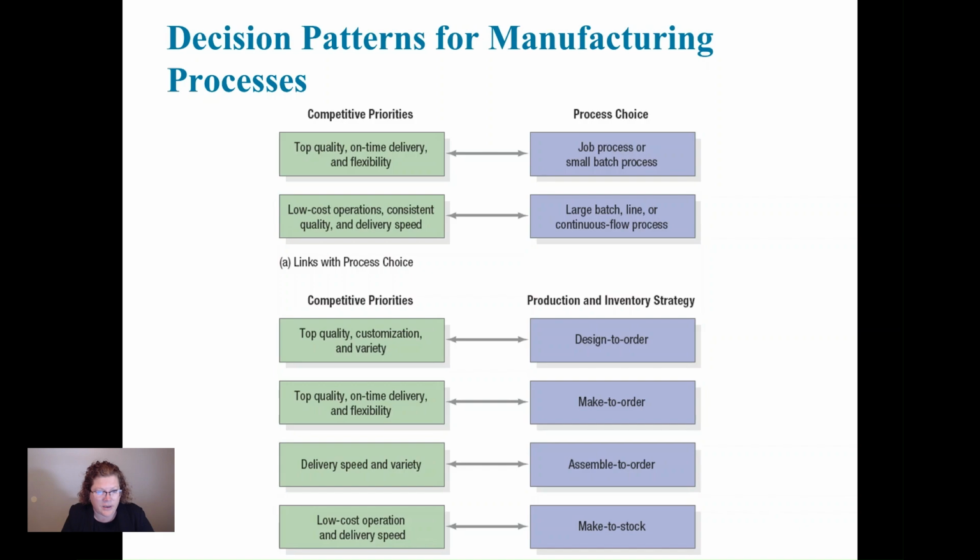But if I'm focused on quality or customization or innovation as a priority, those are different strategies. Those could be job shop or small batch. We could have the different design to order, make to order, or assemble to order options as well. So it's important to match your priority with your process strategy as you go along.